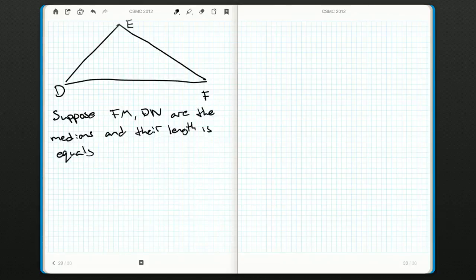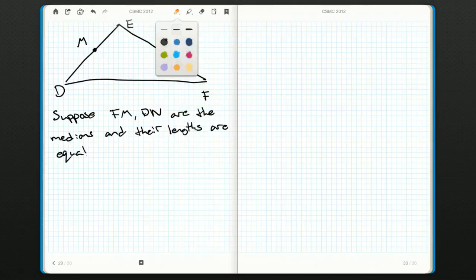Their lengths are equal. So we'll draw M over here, and we'll draw N over here. Just as before, we'll give ourselves some orange medians. So our assumption is that these two guys are equal.